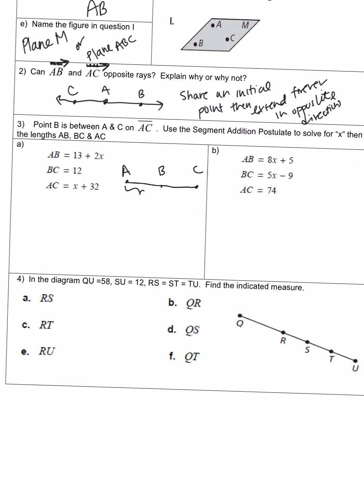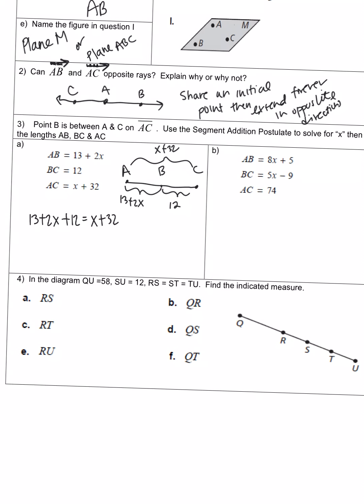A to B is 13 plus 2x. B to C is 12. And A to C is x plus 32. So the equation we need is a little segment, AB, plus a little segment, BC, equals a big segment, AC. So we would say 13 plus 2x plus 12 equals x plus 32.